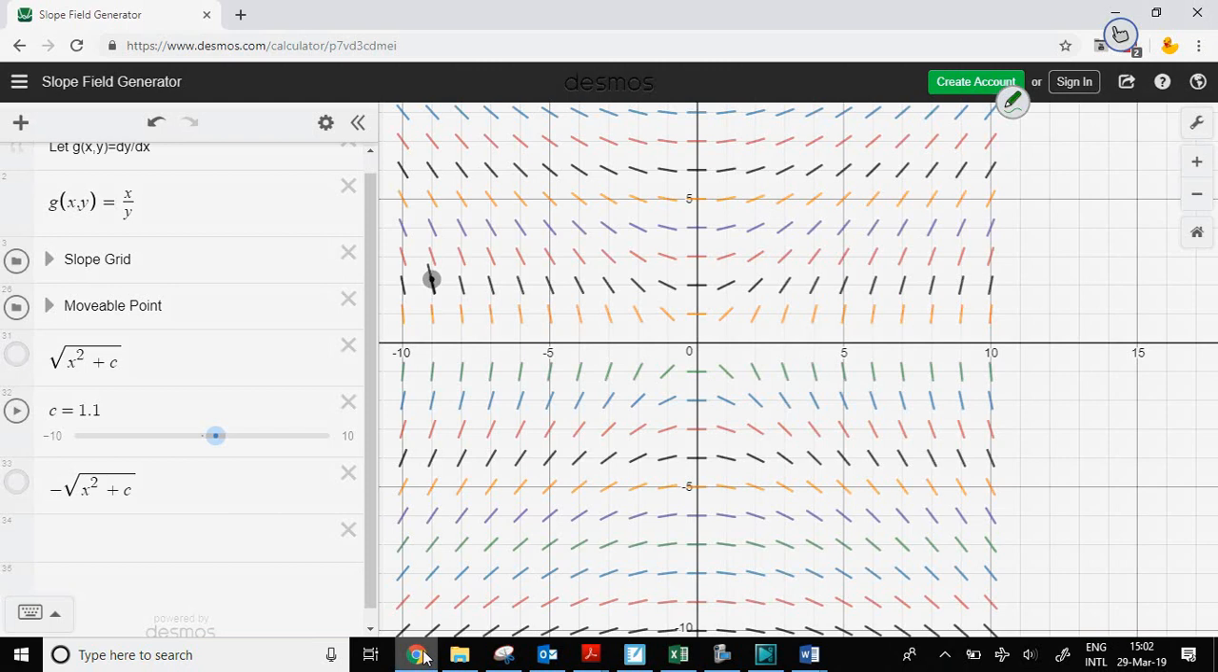Clearly, anywhere along the y-axis except for the origin, we should have a slope of 0. Of course, at the origin, we'd be dividing by 0, so it'll be undefined there. We get this kind of weird grid happening. Let's actually graph this one. So here I've got plus and minus the square root of x squared plus c. And we can see that as we change the c value, we're always getting a curve that fits the slope field really perfectly.